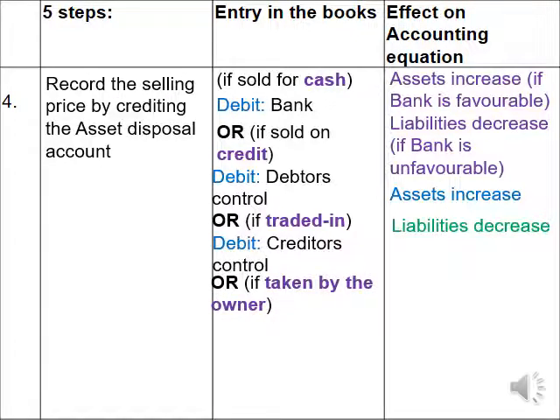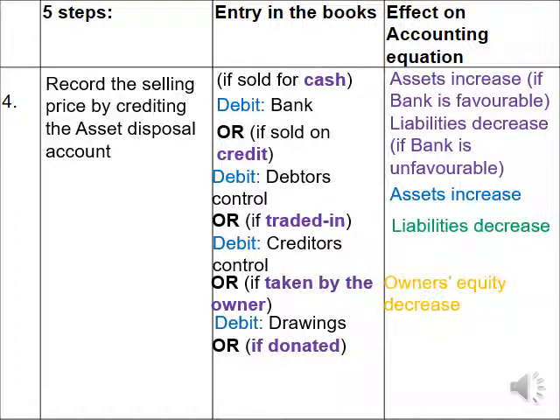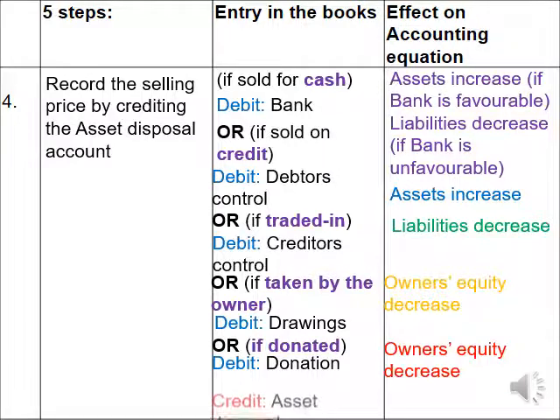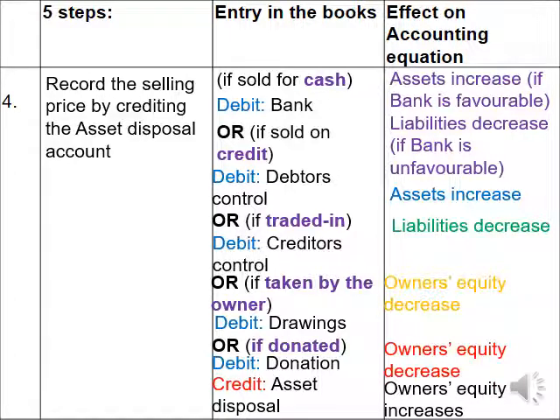If it's taken by the owner, we will debit drawings, and drawings decreases owner's equity. Or if it's given as a donation, we will debit donation. Donation is an expense and therefore owner's equity will decrease. So those are some of the possible ways in which we can dispose of it, and the accounts that need to be debited, but we will always credit the asset disposal account, which is a nominal account, and therefore my owner's equity will increase.